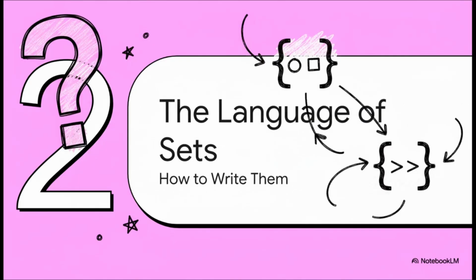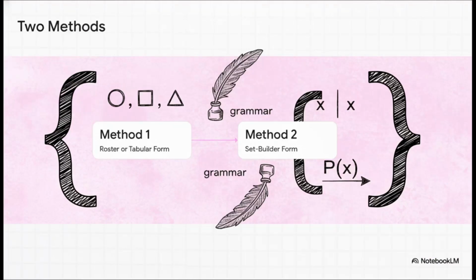Okay, so now that we've got a handle on what a set is, the next logical question is, how do we actually write one down? Well, mathematicians have 2 main ways of doing this, so let's check them out. And those 2 methods are called roster form and set builder form. You can kind of think of them as the grammar of set theory. With one, you just make a list. With the other, you write down a rule.